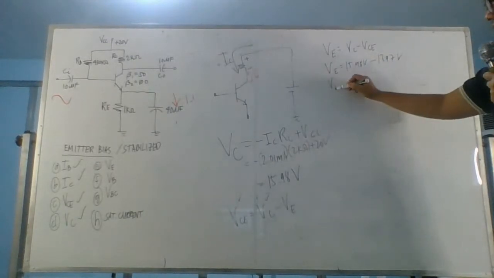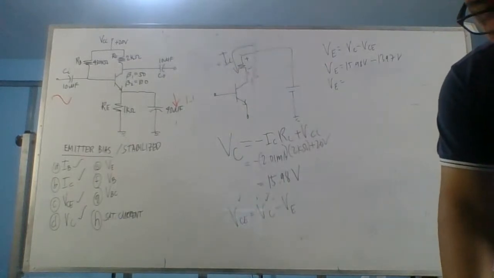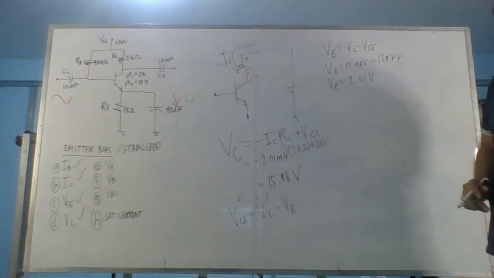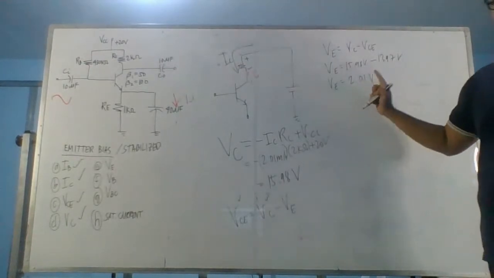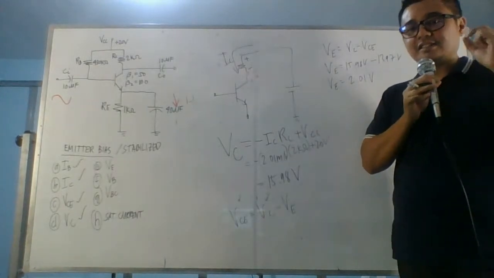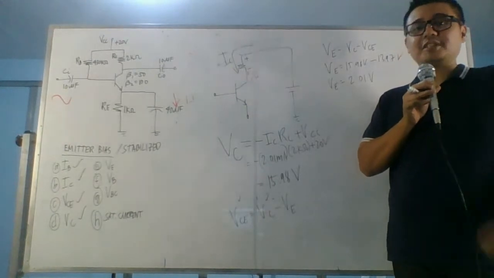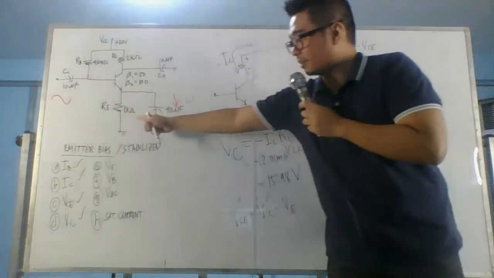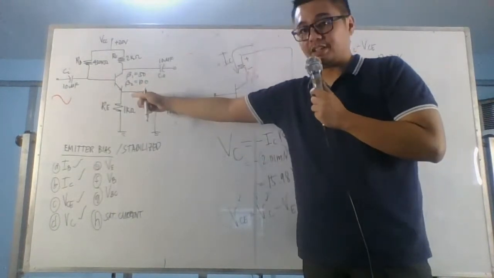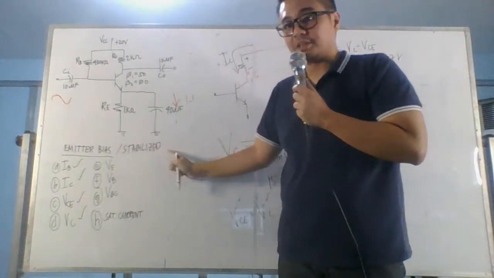Yeah. So VE equals 2.01. So yan yung tinatawag na emitter bias. Okay. Kasi last time, di ba sa fixed bias, 0 ang voltahe, so wala tayong bias. 0 yung voltahe natin. Ngayon, dahil meron na tayong resistor sa emitter, nagkaroon na tayo ng bias sa emitter. That's why ang circuit na to ay tawag na emitter bias or emitter stabilized.